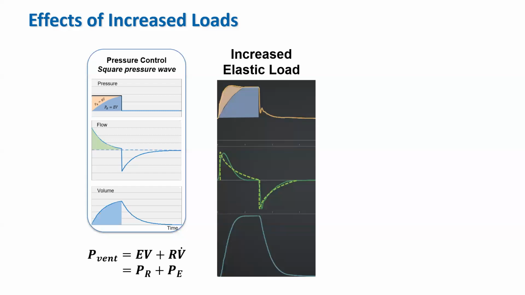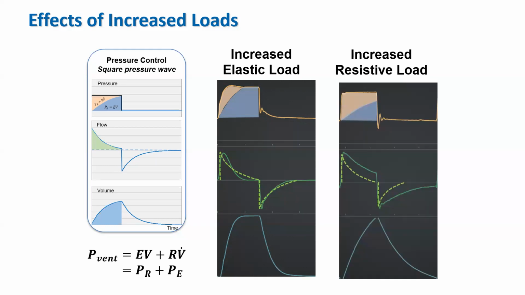This figure shows the effects on the waveforms of increased elastic load in pressure control, basically a lower peak flow and a lower tidal volume. And this figure shows increased resistive load. Again, it has effects on tidal volume and flow.